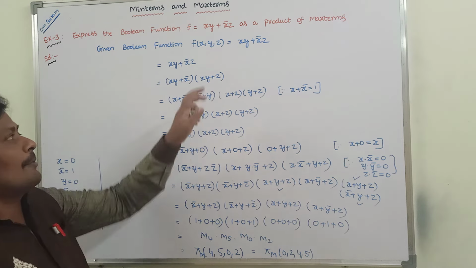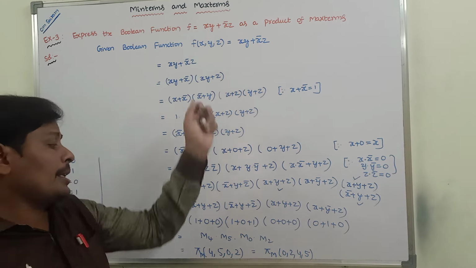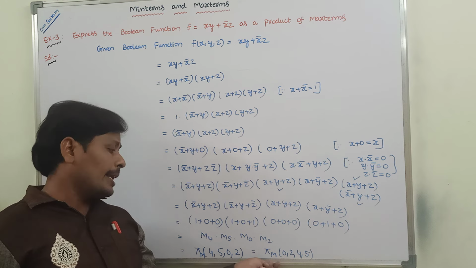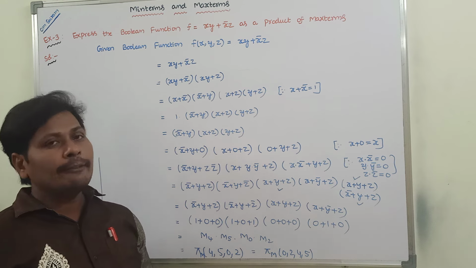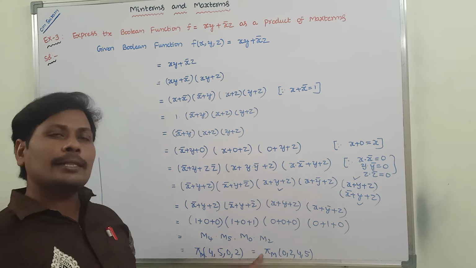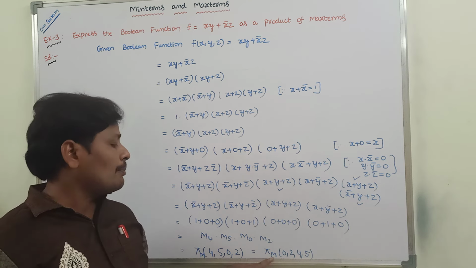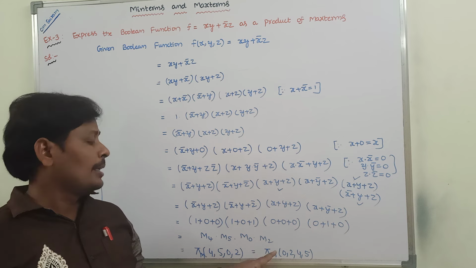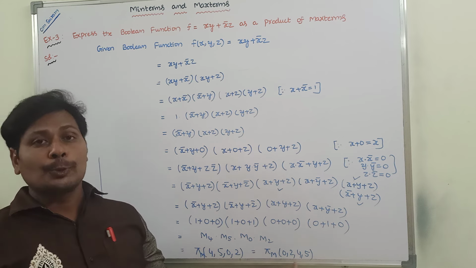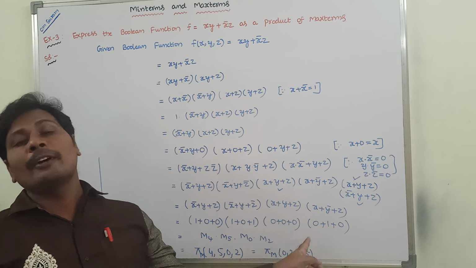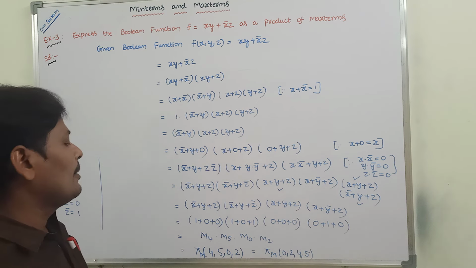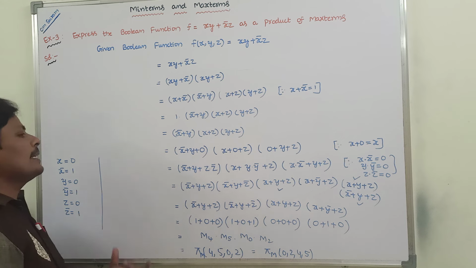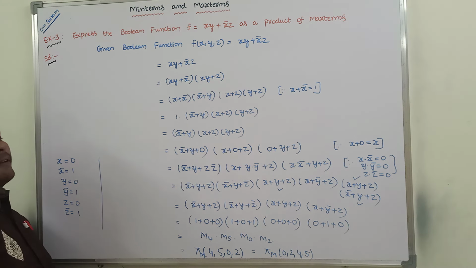For this given Boolean expression, the equivalent product of Maxterms is 0, 2, 4 and 5. Pi is nothing but product, and M is nothing but Maxterms. The product of Maxterms: the 0 Maxterm, 2 Maxterm, 4 Maxterm, and 5th Maxterm. Pi M 0, 2, 4, 5. In this way, we have to solve the given problem.